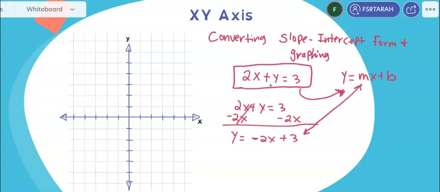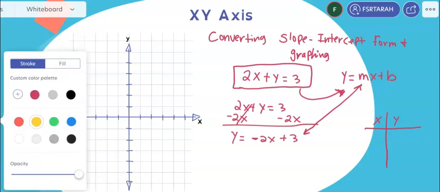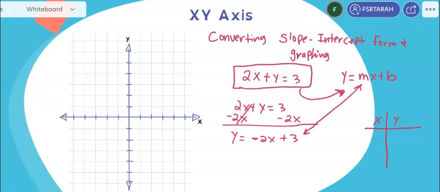So I already have the slope, which is negative 2. So what I need now is to choose some x values. Let's make a table, x and y. I'm going to use 0, 1, and 2, those three. Plug in the x so I can find the y, so then we can get some points. So y is equal to negative 2x plus 3.